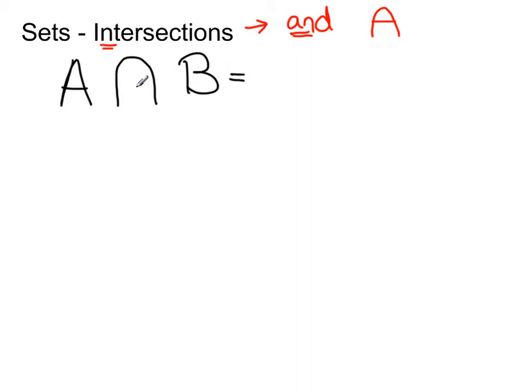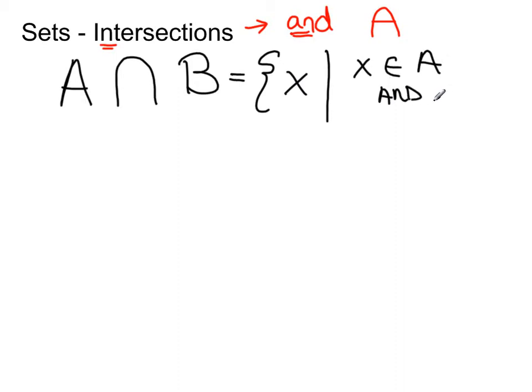We have A intersect B defined to be the set of all X, where X is an element of A, and, very different from the word "or" we used in unions, X is an element in B.